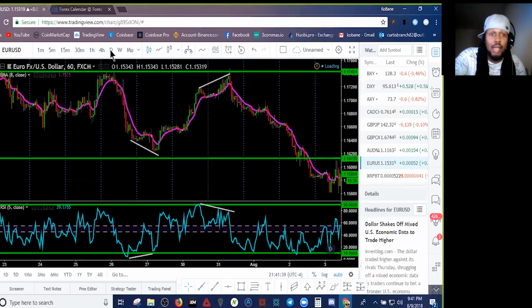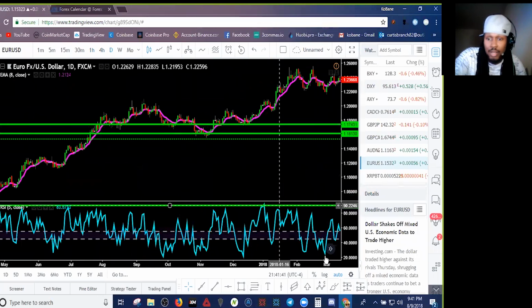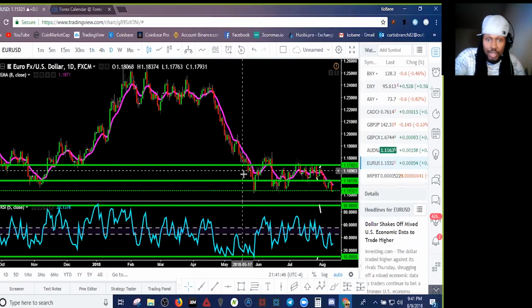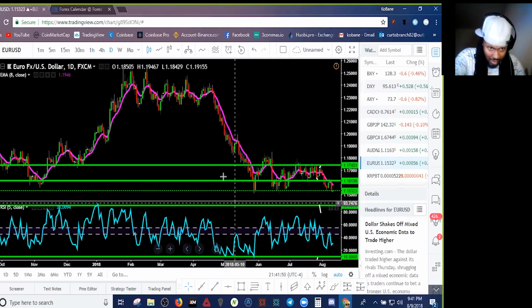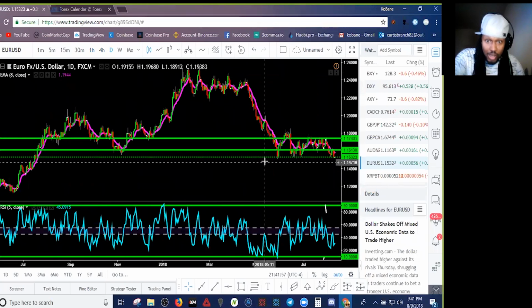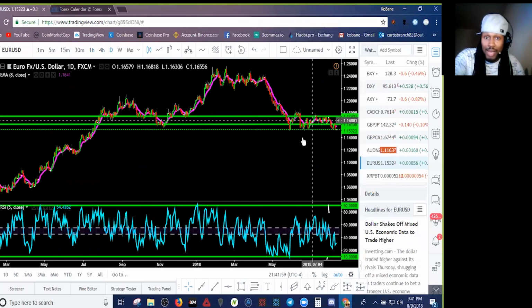So let's just say we are on Euro USD, on the daily. Let's go to the very front of the chart. Right now we have a downtrending market, and we're in consolidation at the moment. Nothing really crazy going on. Essentially, this market is in a zone where it can bounce to the upside or it can go lower. We're in a middleman area right now.